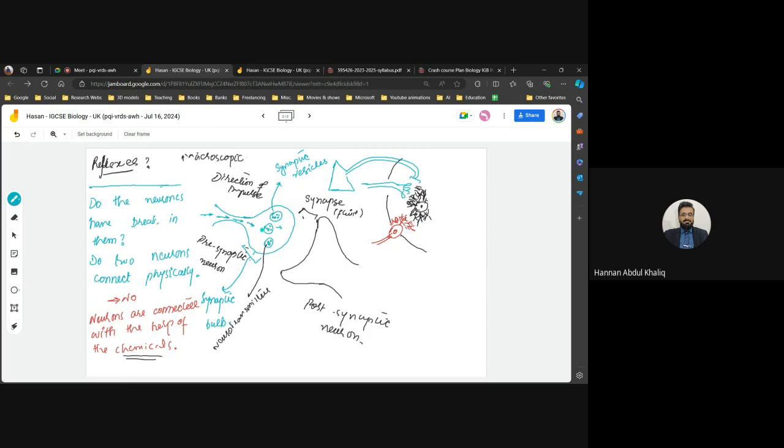When the impulse reaches the terminal, the vesicle would start moving. The impulse is going to stimulate the vesicle. The vesicle would move forward and it would fuse with the membrane of this neuron, called the synaptic membrane.